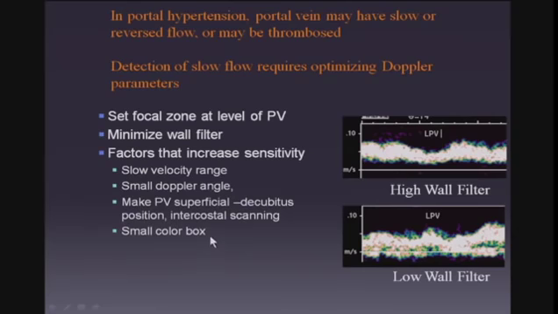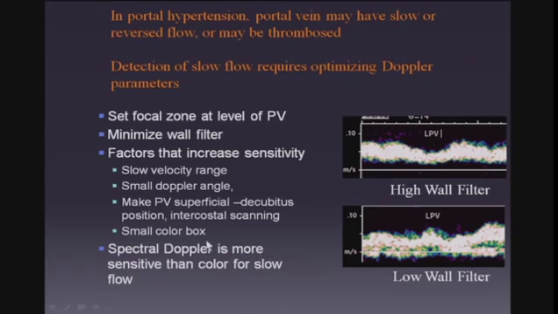There are other factors that you can do to increase the sensitivity. These include establishing a slow velocity range, creating a small Doppler angle, making the portal vein as superficial as possible by putting the patient in a different position, such as decubitus or scanning intercostally, and finally making the color box as small as possible. All these factors will increase your sensitivity to slow flow. Finally, remember that spectral Doppler is more sensitive than color for slow flow.